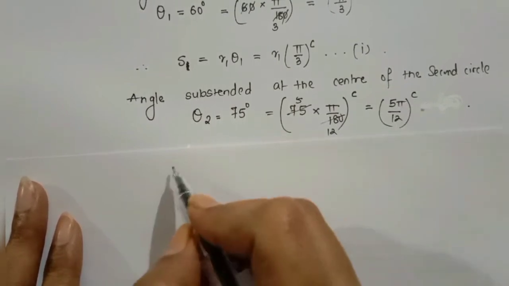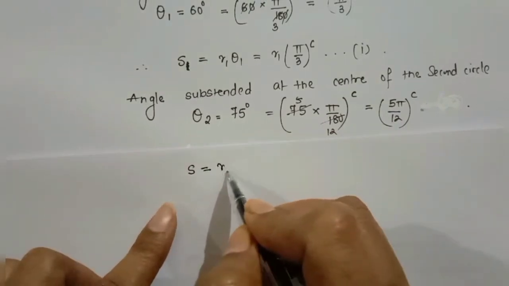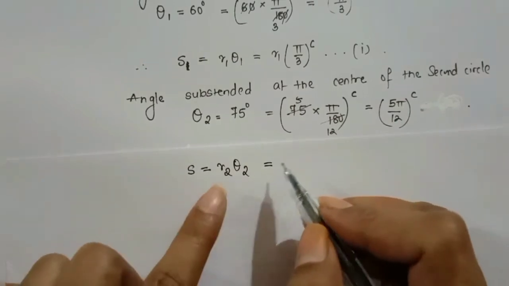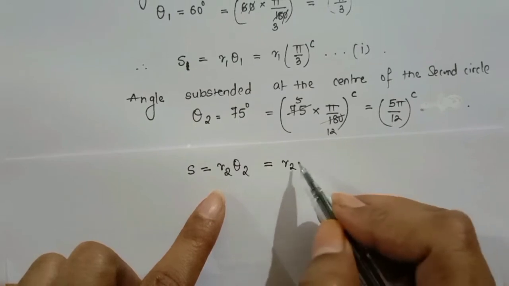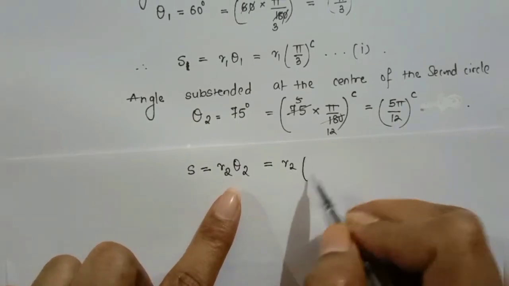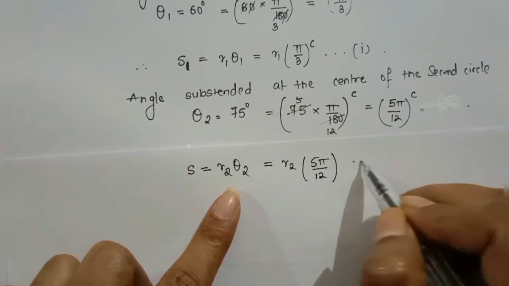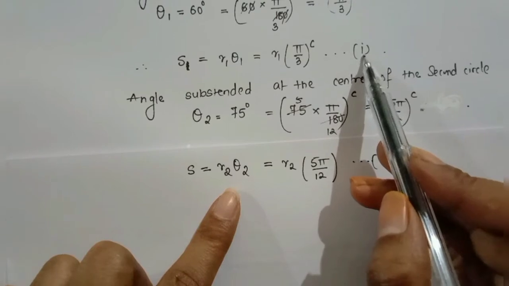Now we'll find out s, that is s is equal to r2 theta 2. So let's substitute the value. R2 will be as it is, since we need to find the value of this R2, and theta 2 we have got as 5 pi by 12, correct? Let's mark this as equation number 2. So right now we have both equation 1 and 2.